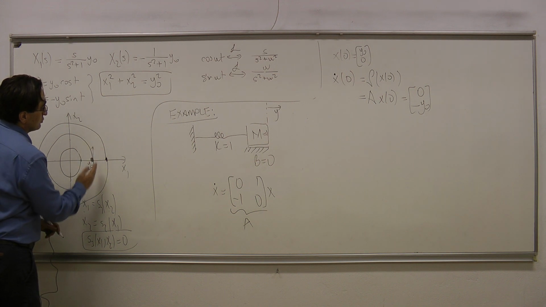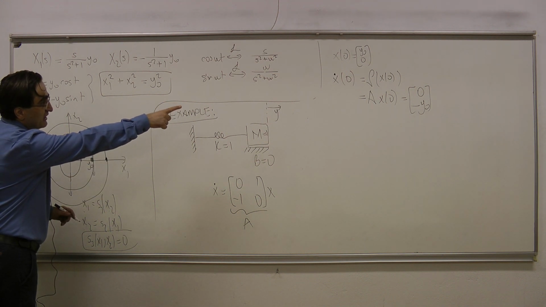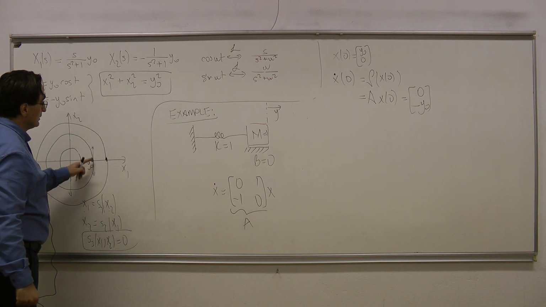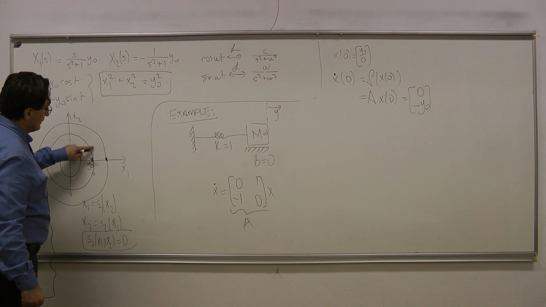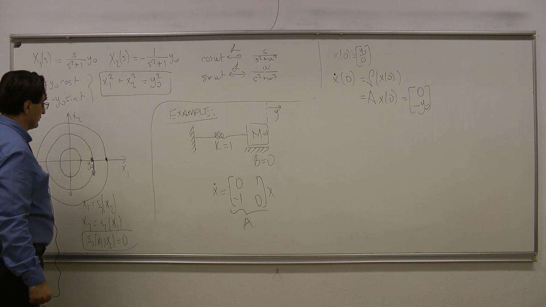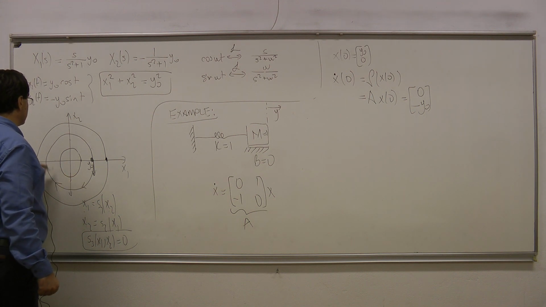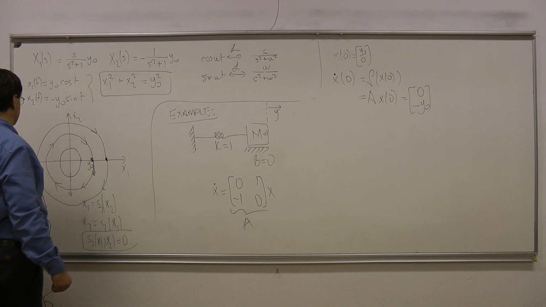The x component of the velocity is 0. If y0 is positive, the x2 component is going to be negative. That means that this is going to be my initial velocity. That means that these trajectories are just clockwise trajectories here.